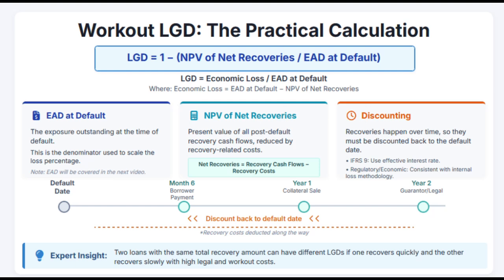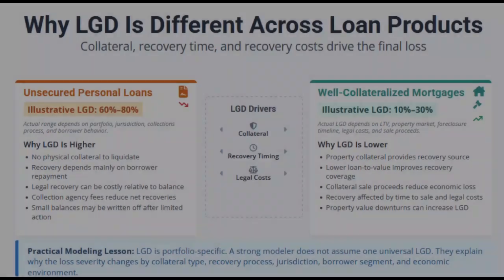The most important part is the discounting. This is crucial because recoveries happen over time. We must discount them back to the default date using an appropriate rate. Under IFRS 9, this is typically the effective interest rate, which is the EIR, and under Basel, it is often the cost of capital or the contractual rate.